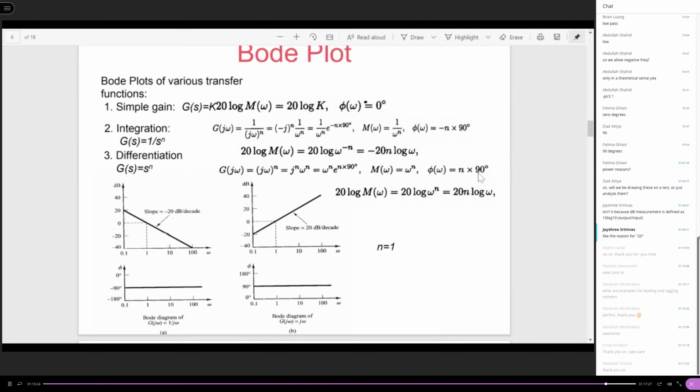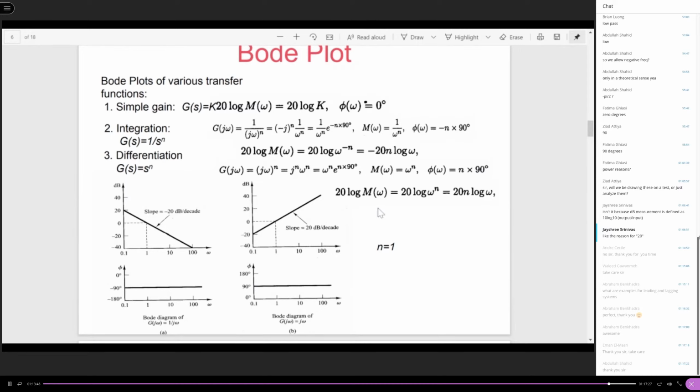And for the differentiation, the phase provided by the system is positive, so this is a phase lead system. The phase lead provided depends on n. For n equal to 1, it's 90 degrees. Otherwise, it's going to be 180, 270, and so on.